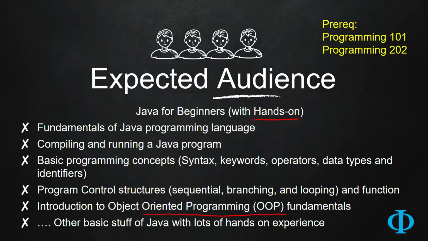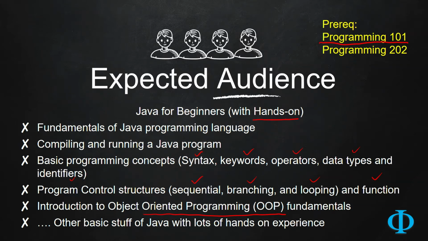Now, if the fundamental programming concepts such as syntax, keywords, operators, data types, identifiers, or the different types of programming control structure related terminologies like sequential, branching, looping, function, all sound unfamiliar to you, I recommend going over the Programming 101 course, which can serve as a very good prerequisite for this course.